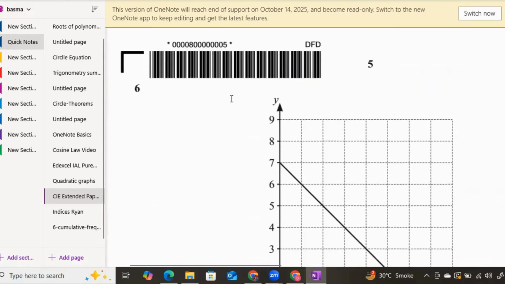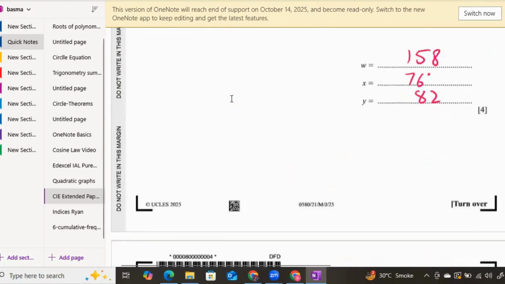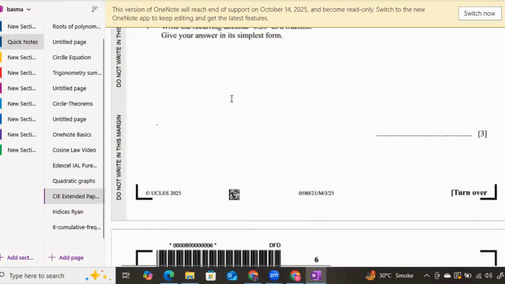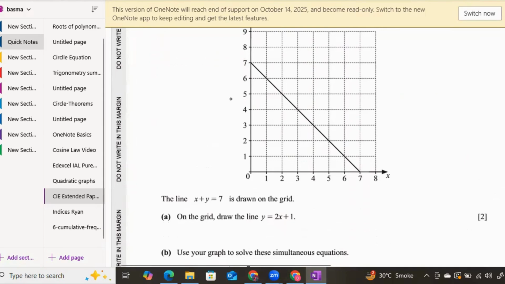Now question number 6. I'll just go back. Okay, so this is question number 6. The line x plus y equals 7 is drawn on the grid. On the grid, draw the line y equals 2x plus 1. So we have to draw the line y equals 2x plus 1.